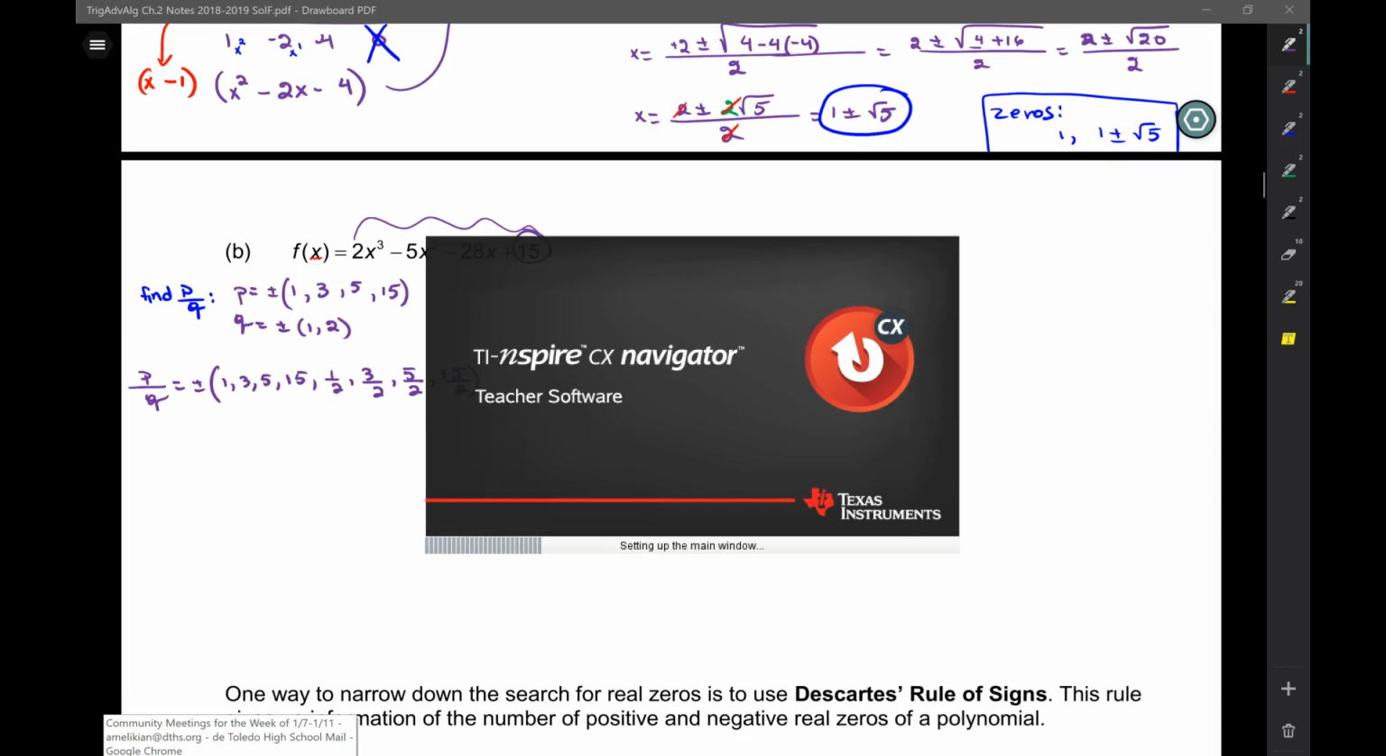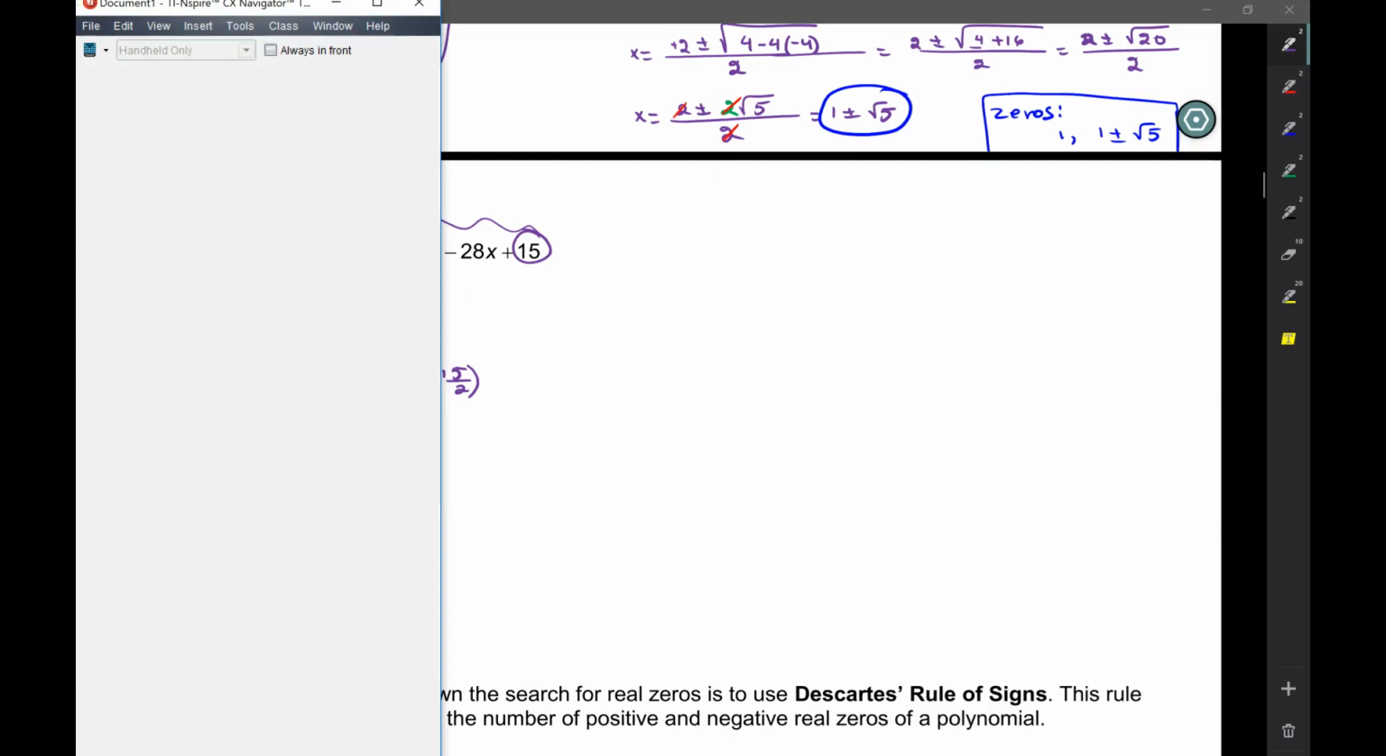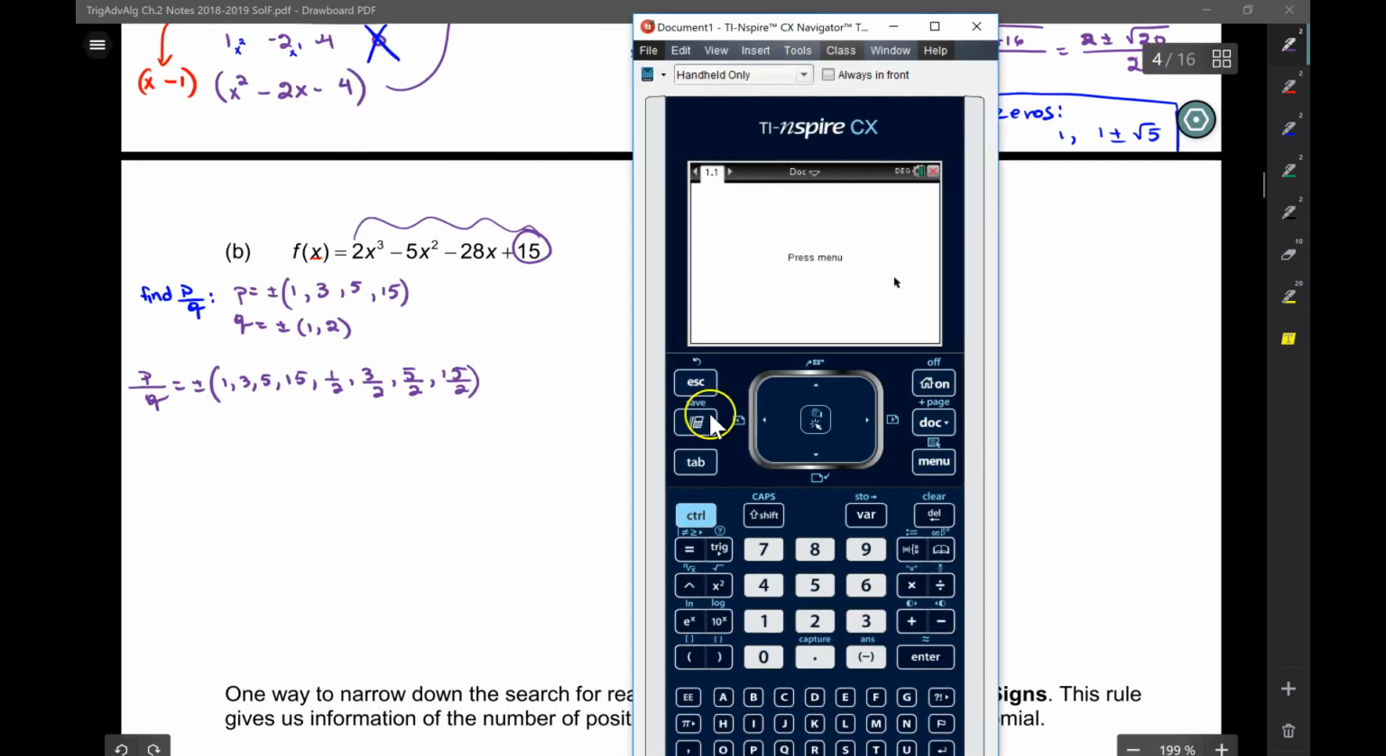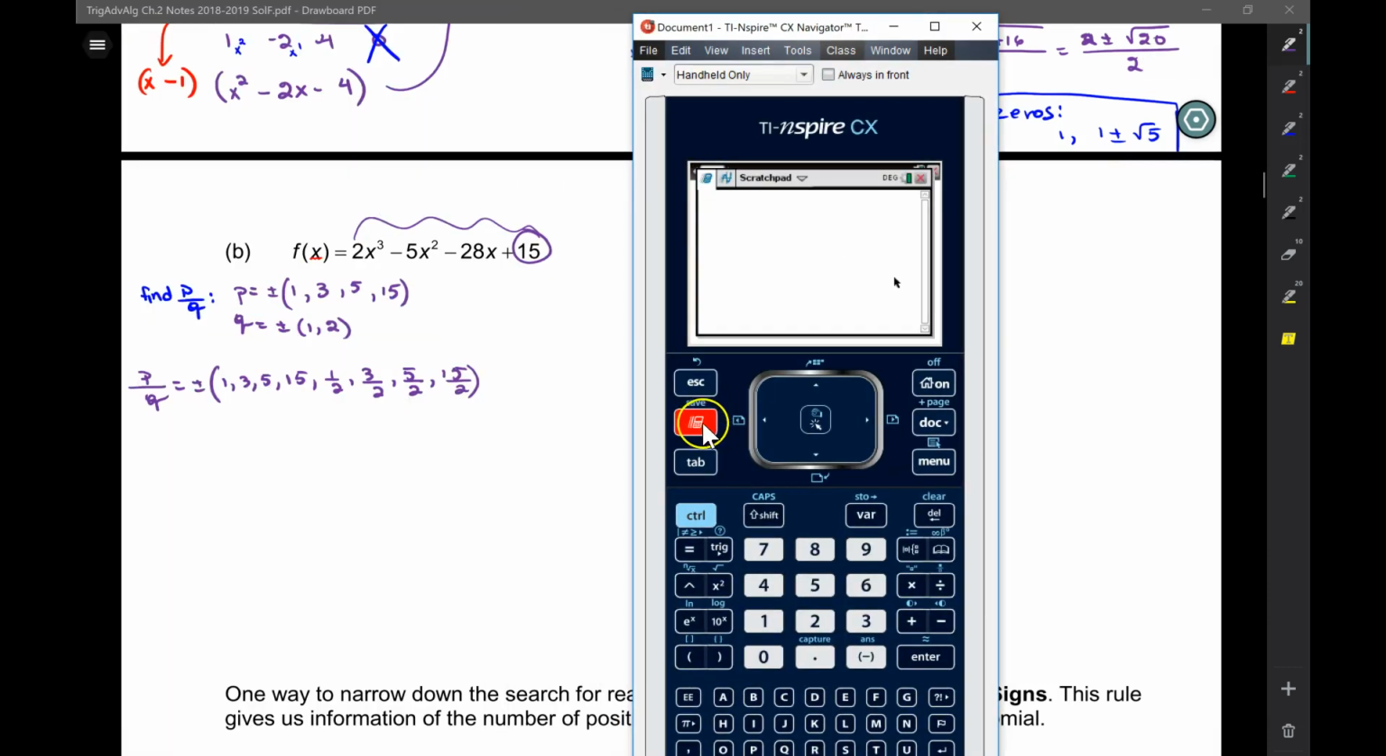Okay, because my goal is for you to learn the process and then skip the trial and error. All right? Okay, so here we go. We have got 2x cubed minus 5x squared minus 28x plus 15.